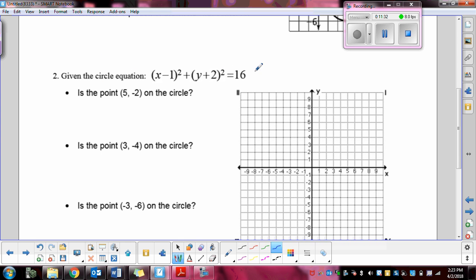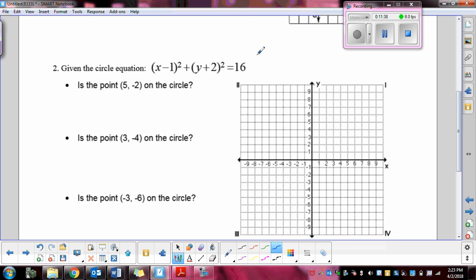It says, given this equation of the circle, is this point on the circle? So it gives you a graph. You don't really need to graph it, but we can. My center, remember we're going to change the sign. Since it's -1, it's going to be +1. Since it's +2, it's going to be -2. So I'm going to plot that. My center is at 1, -2. This is the center of my circle. And my radius is not 16. My radius is the square root of 16, which is 4.